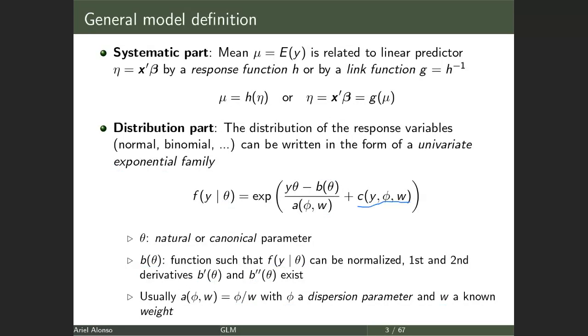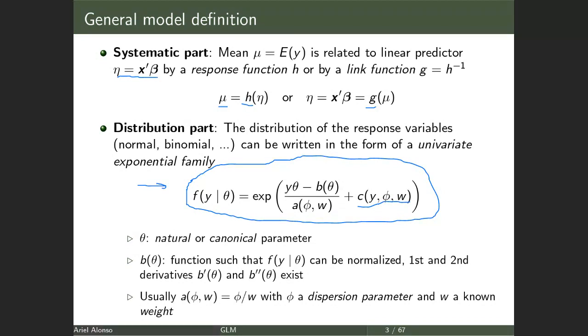And this is it, folks. This is the generalized linear model. You just model the systematic part using a response function or a link function. So you model the mean as a function of a linear predictor of the covariates. That's the way you model the mean. And then you model the variability of y around the mean using a univariate exponential family, which is just a distribution that has this specific expression. That's it. That's a generalized linear model.